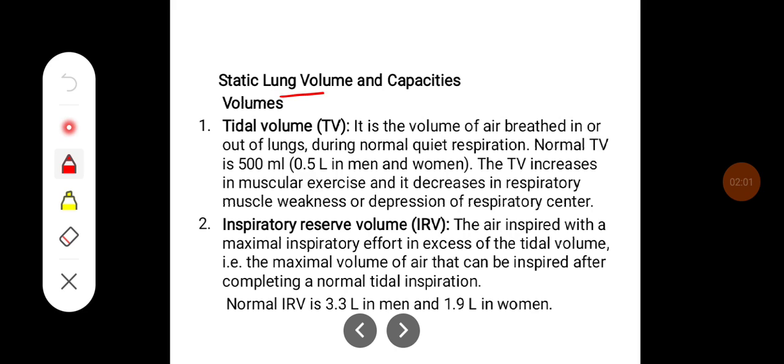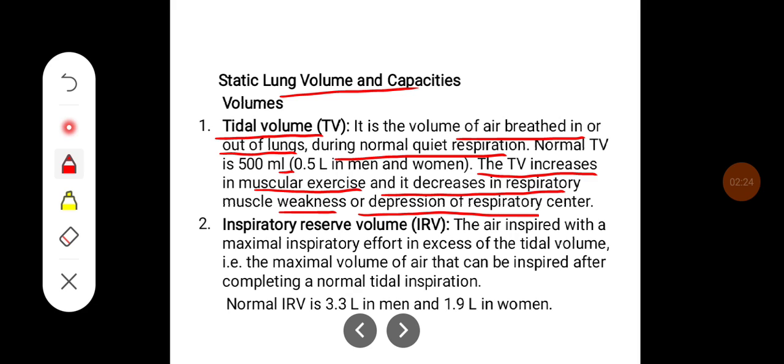Coming to static lung volumes and capacities. Tidal volume. It is the volume of air breathed in or out of the lungs during normal quiet respiration. The normal tidal volume is around 500 ml, and the tidal volume increases in muscular exercise and it decreases in respiratory muscle weakness or depression of the respiratory center.